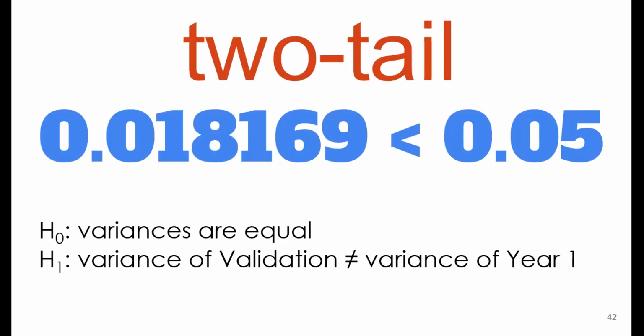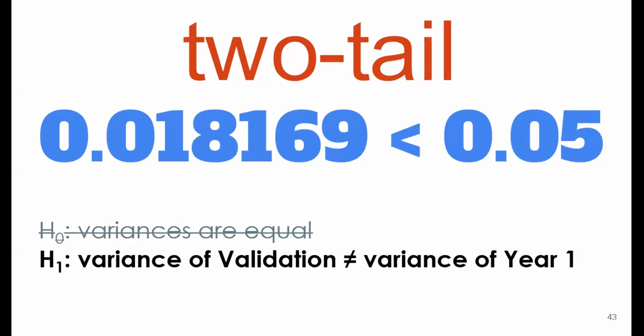So what does this two-tail p-value tell us? 0.018 is less than 0.05. And so do we accept or reject the null hypothesis? Your p-value is less than 0.05. We're going to reject the null hypothesis in favor of the alternative hypothesis, which says that the variances of validation in year one are not equal.